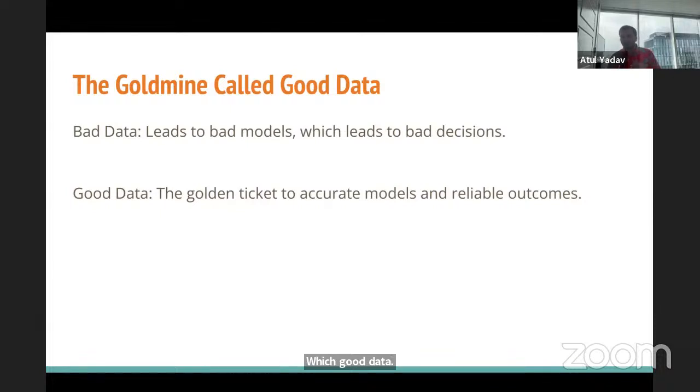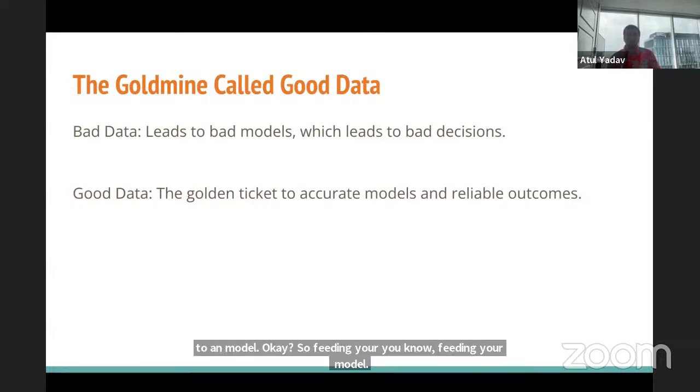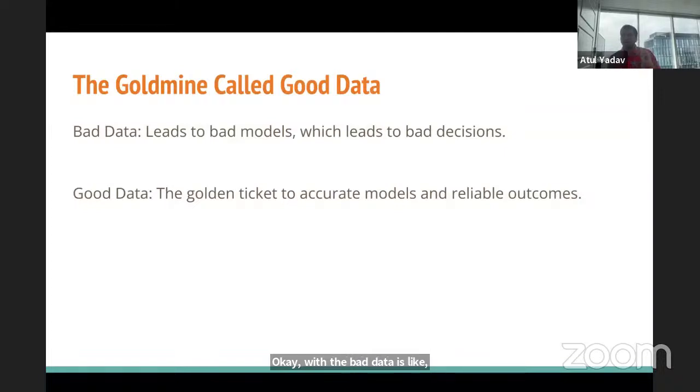Feeding your model with the bad data is like feeding bad fuel to your car. And if you ignore that fact, you will always be running into issues, and it will unnecessarily increase your opex. By opex, I mean the operational cost here.